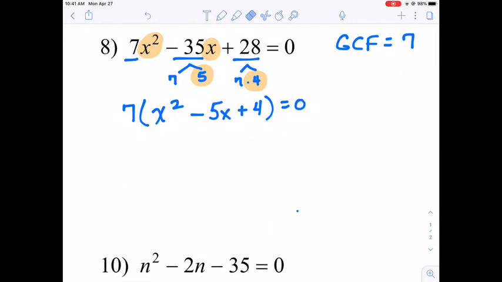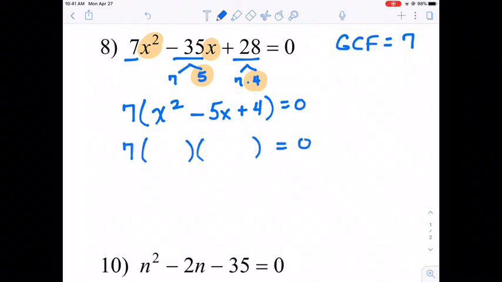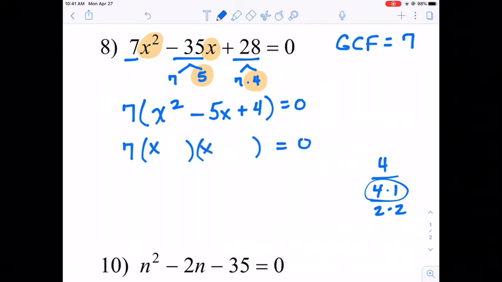So I'm not finished yet. I need to factor again. Looking at the parentheses, I want to see how can I factor again. I need two numbers that multiply to positive 4 and add up to negative 5. So if I look at that 4, I can do 4 times 1 or 2 times 2. The 4 and the 1 will give me a 5. So I'm going to have x and x to get my x squared, 4 and 1. And I want them both to be subtracting, because if they're both subtracting, I'll multiply to a positive 4, and I will add up to that negative 5.